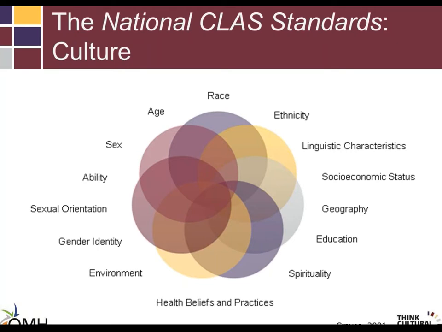Culture is dynamic in nature, and individuals may identify with multiple cultures over the course of their lifetime. This definition attempts to reflect the complex nature of culture, as well as the various ways in which culture has been defined and studied across multiple disciplines. And that's why we use the Venn diagram to represent culture, because it shows the overlay of all of these various aspects of culture: one's age, race, ethnicity, linguistic characteristics, socioeconomic status, spirituality, religiosity, and more.